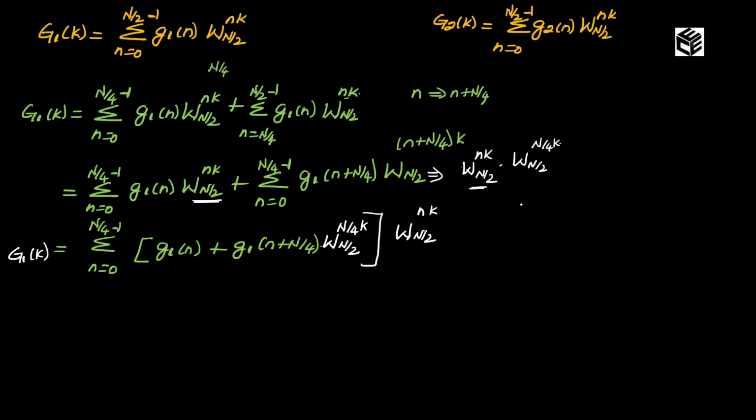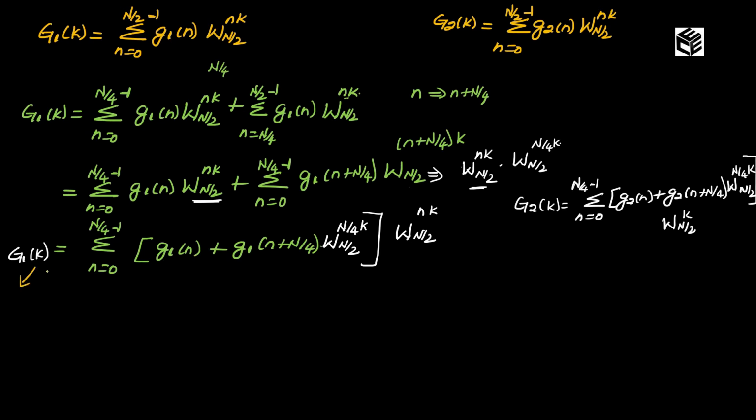So what will be the expression for g2 of k? g2 of k will be equal to summation n equal to 0 to N by 4 minus 1, g2 of n plus g2 of n plus N by 4, W N by 2 power N by 4 k, the whole multiplied by W N by 2 power nk. The only variation is this is g1 and this is g2.